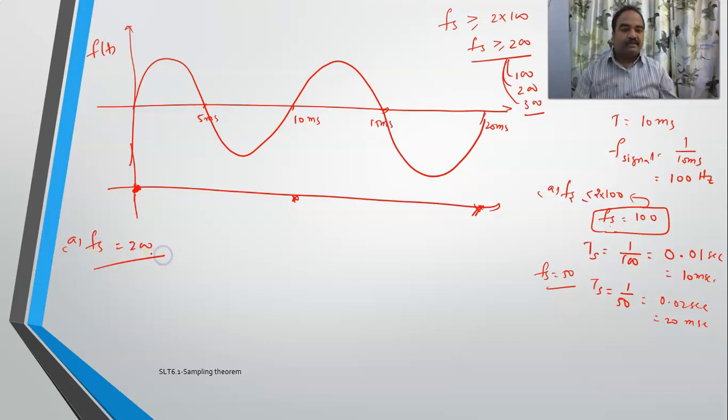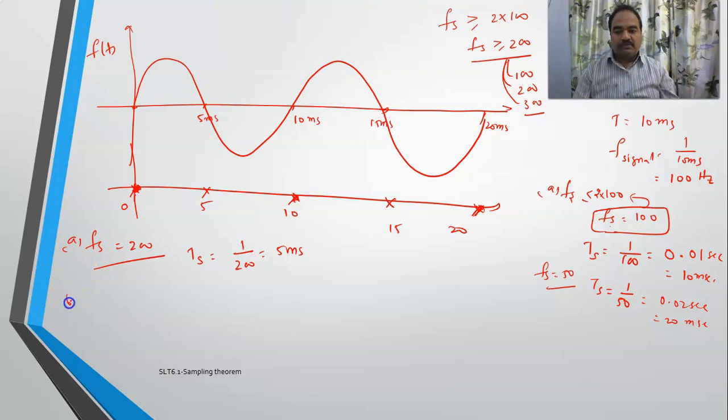What happens if I take the same? If fs is equal to 200, what is my sampling time? It is 1 by 200, it is 5 milliseconds, which means I am going to take samples every 5 milliseconds. So what will I get again? I am getting 0 again, because at 0, 5, 10, 15, 20, if you carefully see, the values are 0 itself. So my output will be just like this. This is also not what I have decided.